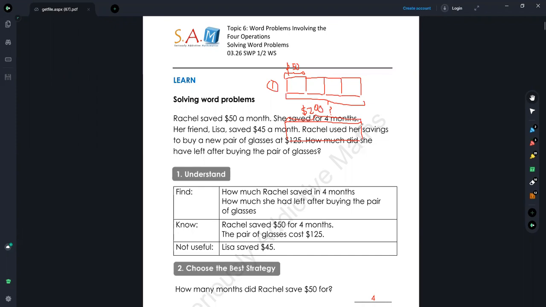This is important because later, when they do the case 1 and case 2 questions, scenario 1 and scenario 2, the if questions, they have to understand that the money is actually the same. There's no change. So you have to get them to draw it proportionally. And then the next step: Rachel used the savings to buy the glasses at $125. So that's about this. Remember to get them to write the units as well.